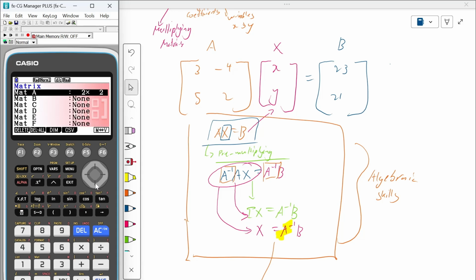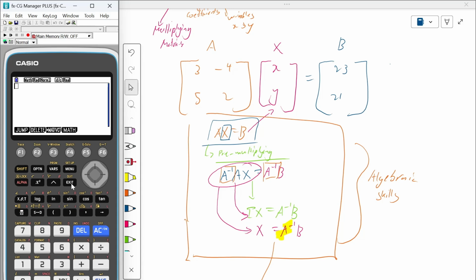Okay, awesome. And now we are multiplying by matrix B. So let's input matrix B into the graphics calculator. We know matrix B is a 2 by 1 matrix, so making sure we account for that, that's going to be 23 and 21.